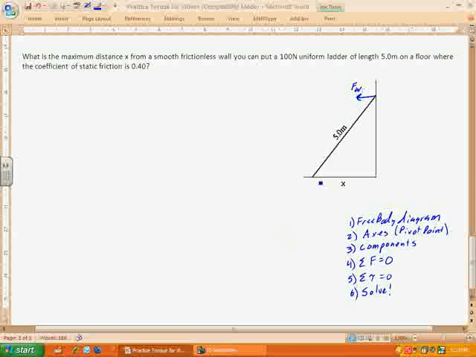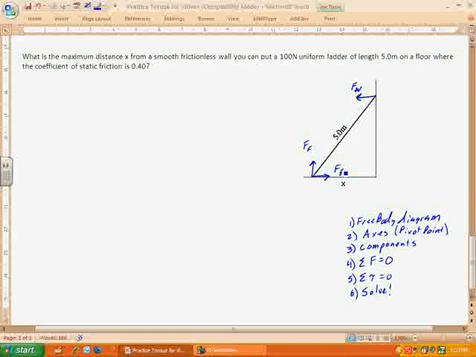It actually gives us a coefficient of friction for the floor. So that means we're going to have the force of the ground, or the force of the floor, which is pushing up. And then if there was no friction, the ladder would slide to the left. So we've got to have some friction pushing to the right, trying to make sure that it doesn't slide.